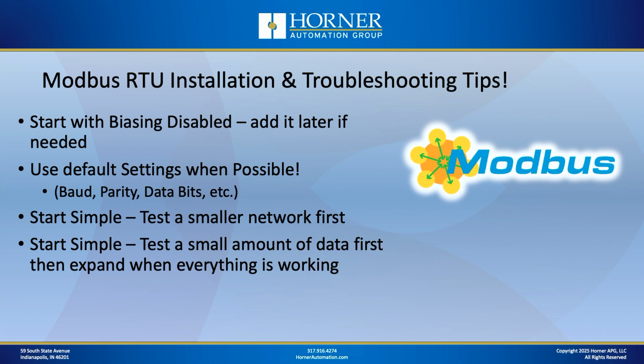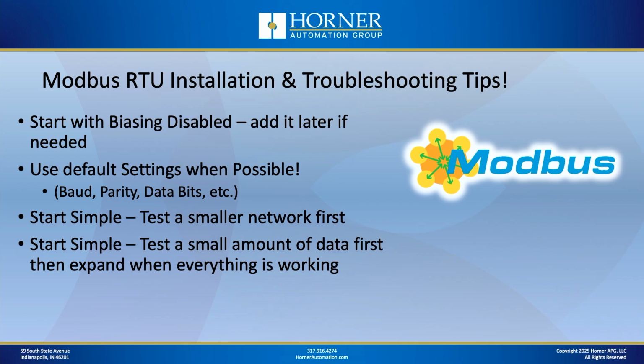Match your baud rate, parity, etc. in the master to match the slave. Why change all the slave settings if you don't need to? Also, if you're building a larger network, start simple. Test a smaller network first, maybe only 2 nodes. Once that's working, add nodes and take it from there.